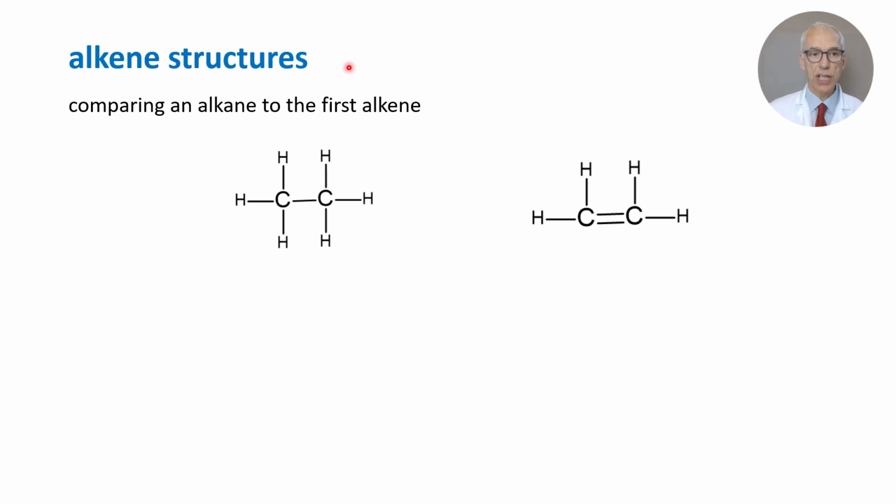So let's discuss alkene structures. We're going to compare an alkane to the first alkene. So the first alkene is not methane with one carbon, but ethene with two carbons. So we'll compare it to the alkane, ethane. Stop the lesson. What is the difference, or what are the differences between ethane and ethene? Can you identify two? Stop, come back when you're ready.